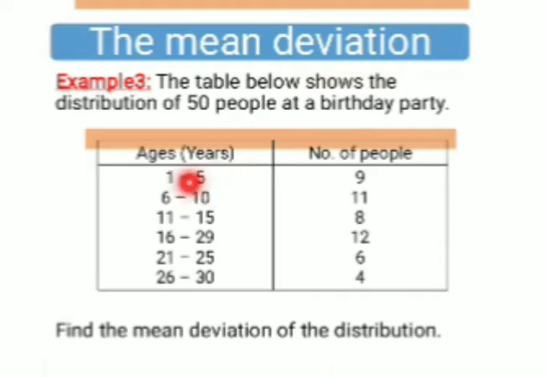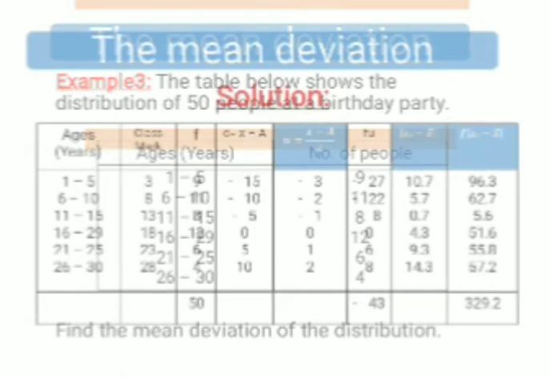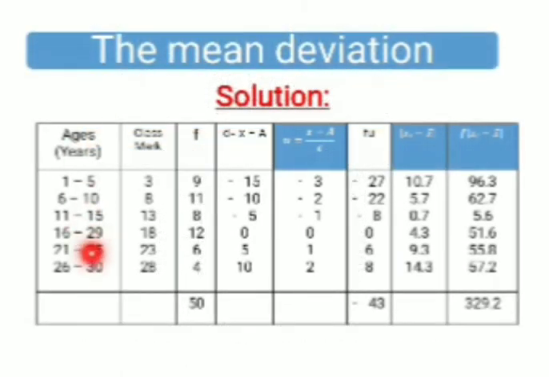So you now do the same thing for each row here. So 21 plus 25 is equal to 46, divided by 2, that's 23. 26 plus 30 is equal to what? 56, divided by 2 is equal to what? 28. So then this one now, let's go and prepare the table. So ages in years, class mark, that is this plus this divided by 2, this plus this divided by 2, this plus this divided by 2. So this is the frequency.